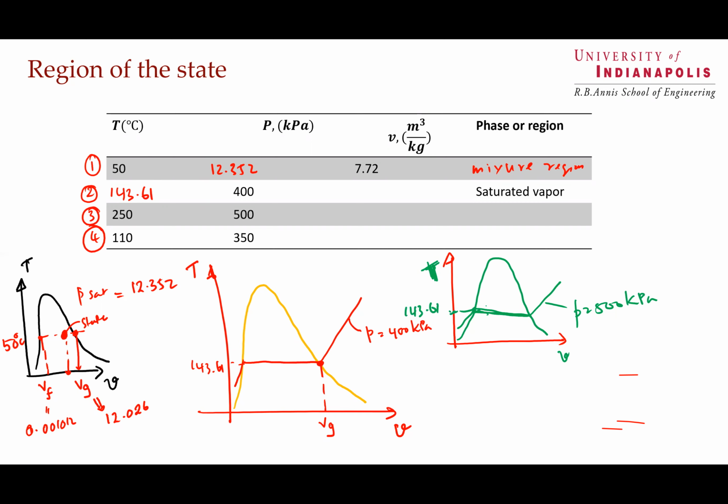Now the given temperature is above that. This is 250. So we can draw the given temperature line 250, and it meets the pressure line up here. So that is the state. This is a superheated state. We figured that the state is in this region, which is called superheated. So the phase region is superheated.